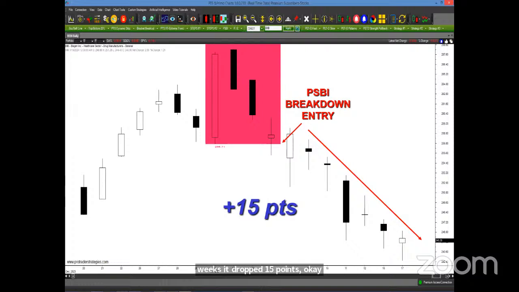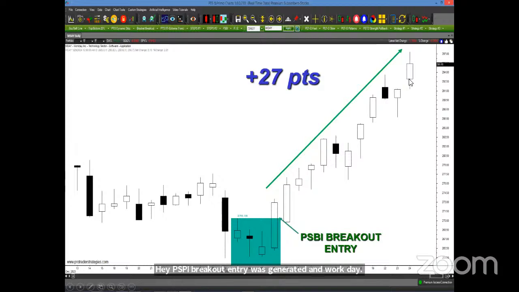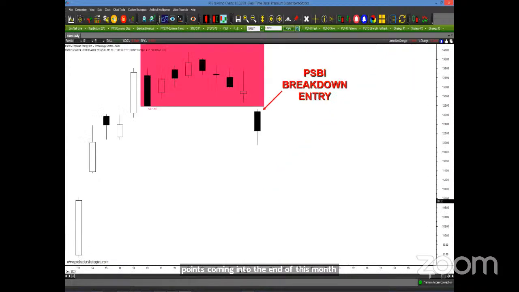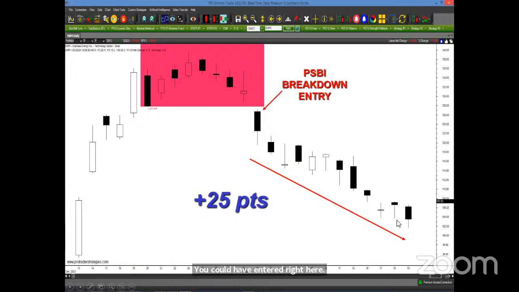This was at the very beginning of January. Here's another example at the very beginning of January. The first week, a PSBI breakout entry was generated in Workday. 27 points coming into the end of this month. These are all examples that happened in the month of January. Now, this is on the 3rd of January. A breakdown was generated. You could have entered right here. 25 points coming into the 3rd week of January, an ENPH to the downside. Now, remember, if you're long, you could use this as an exiting tool and save yourself a loss of potentially 25 points.